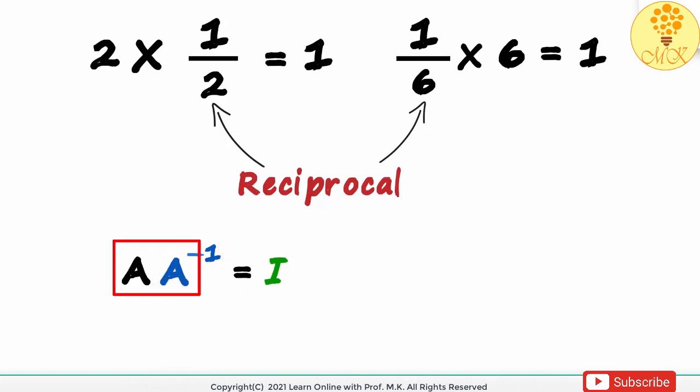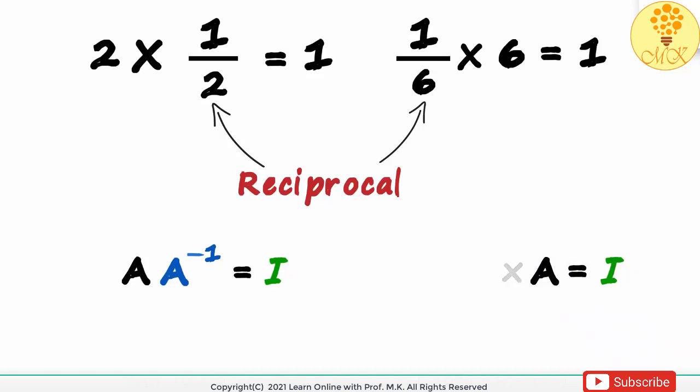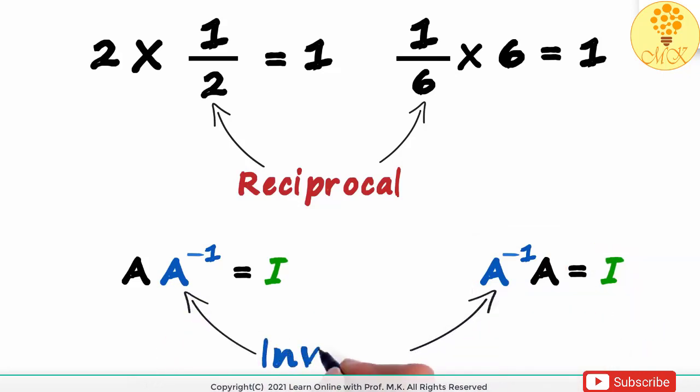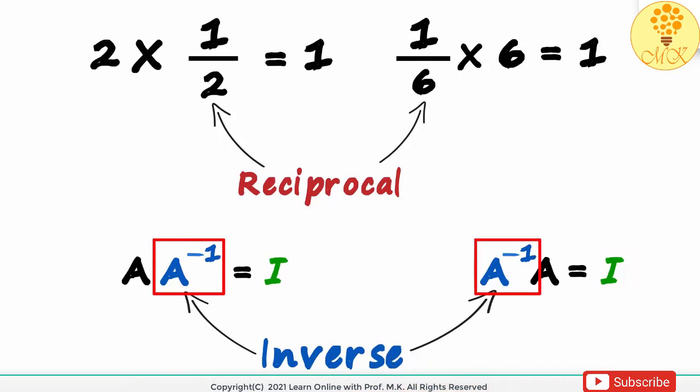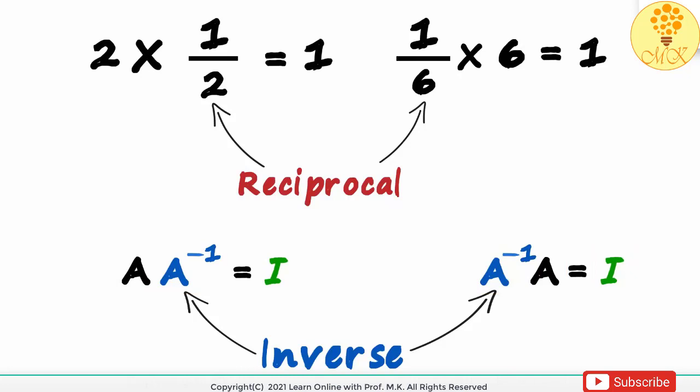And A times A inverse will give us the identity matrix. And what multiplied by A will give us the identity matrix? Again, it's A inverse. A inverse times A will give us the identity matrix. This is the concept of an inverse of a matrix. Its product with A will give us the identity matrix. Let's look at an example on a new page.